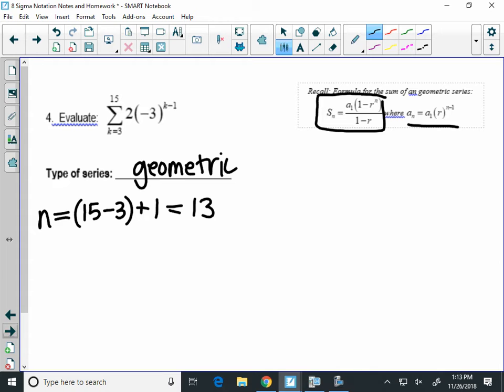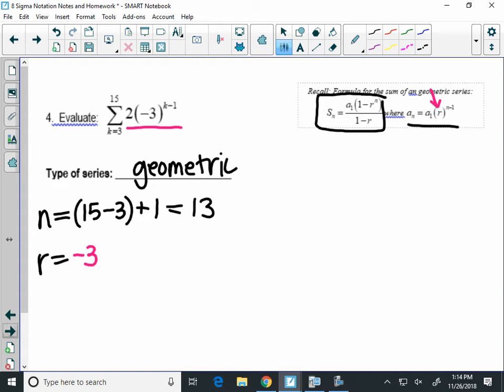I need an r. Let's do r next. R is the common ratio. This one's pretty easy if I can analyze the formula. Which part of this equation gives me the r? Look over here if you need to. It's the number in the parentheses. So r is -3.